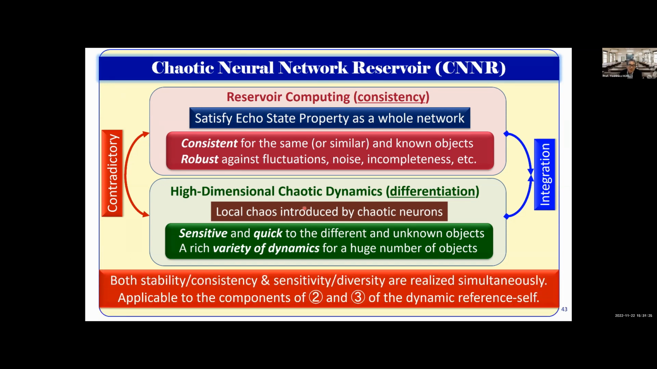So this chaotic neural network reservoir can be applied as a component of items 2 and 3 of the dynamic differentiated self. So we will use this to make a dynamic differentiated self.